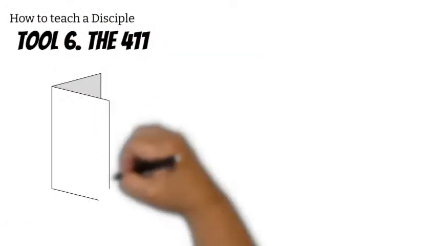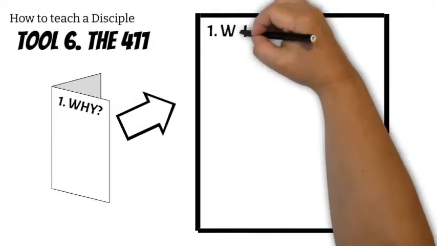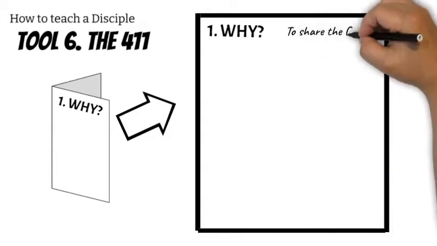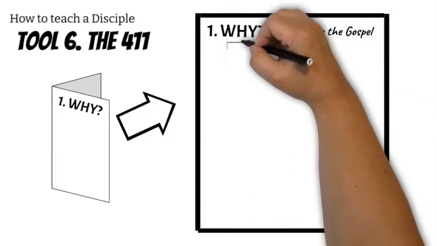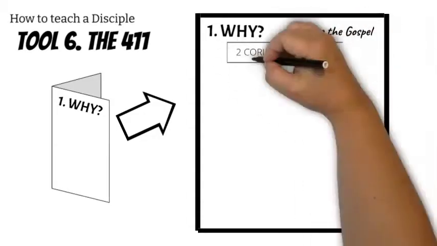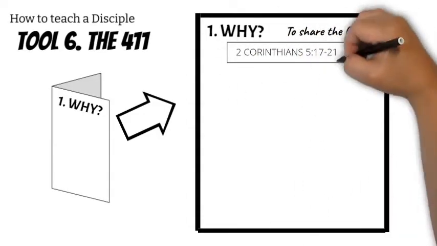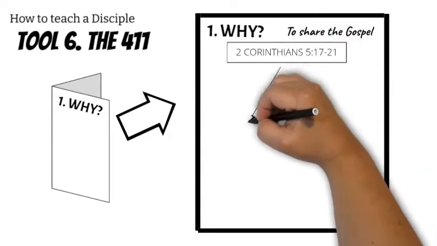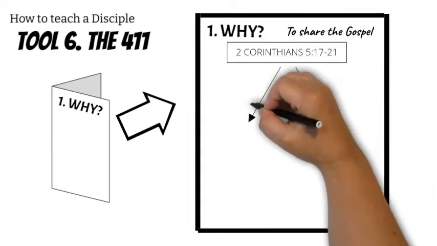Let us go to the front of the sheet where question number 1 is. Number 1, why? Why is it important that you share the gospel? Tell your participants to draw a rectangle and write inside 2 Corinthians chapter 5 verses 17 to 21. Then tell them to draw a cross on the center and these 2 arrows. Tell them to write verse 17 on the left, and verse 20 on the right.